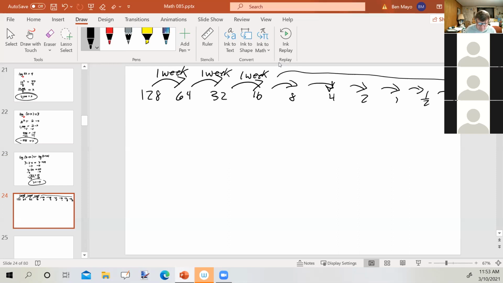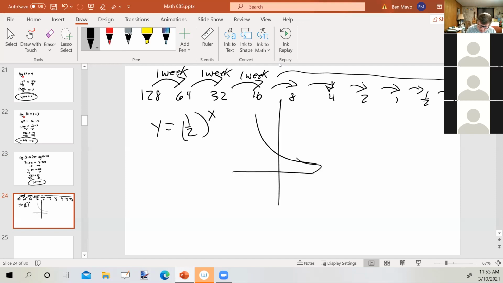Now, if we had something like y = (1/2)^x, that would be a decreasing function, and each time x increased by 1, y would be cut in half. Okay, we looked at this, we graphed this the other day, I believe.